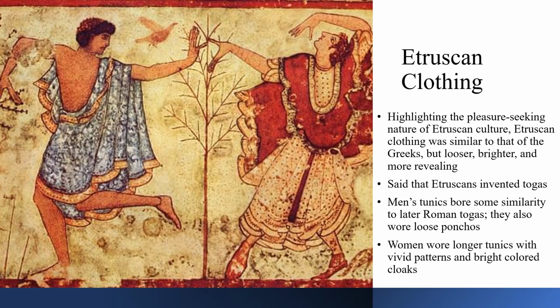Men's tunics were very revealing, and actually are in many ways more similar to a Roman toga from centuries later than they are to a Greek tunic. Etruscan women's clothing is a bit more like Greek clothing, but again, it's much more colorful, and the patterns are more complex, highlighting that this culture is not taking itself too seriously.